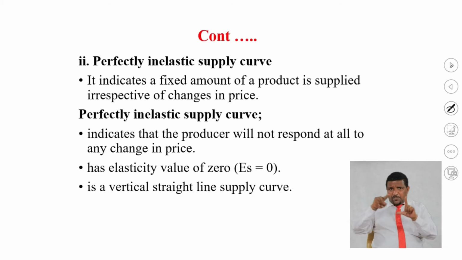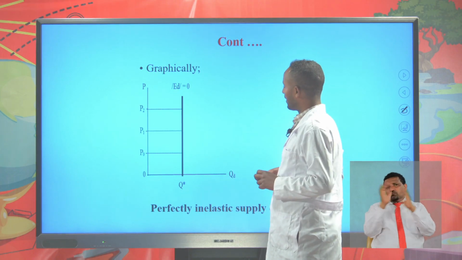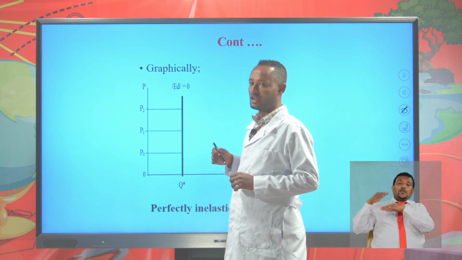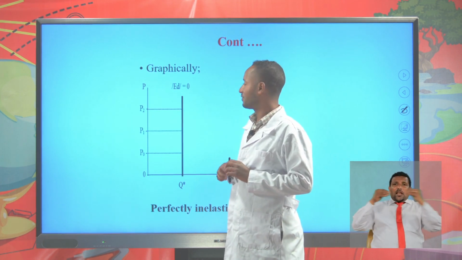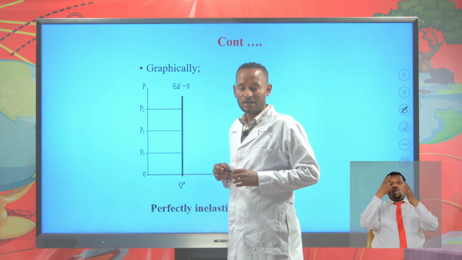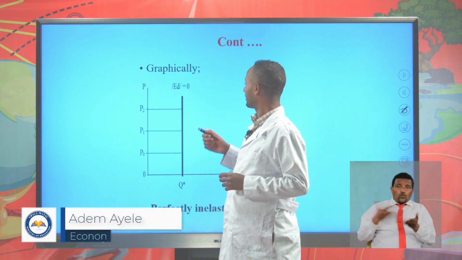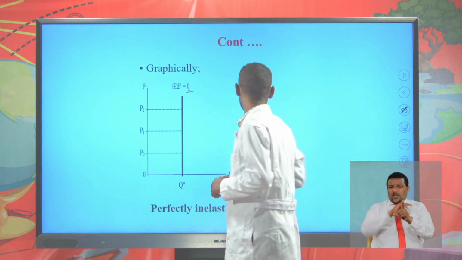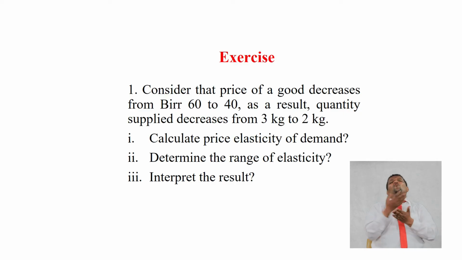When we see the perfectly inelastic supply curve, it indicates that a fixed amount of a product is supplied irrespective of changes in the price of a commodity. This is a perfectly inelastic supply curve with a price elasticity of supply value of 0. In this case, the value of 0 tells us the supplier will not respond at all to any change in the price of a commodity.